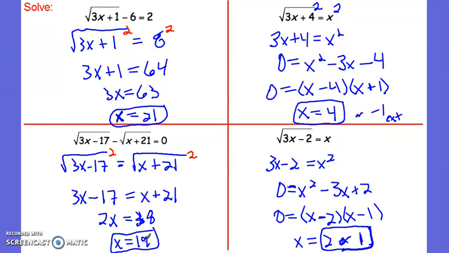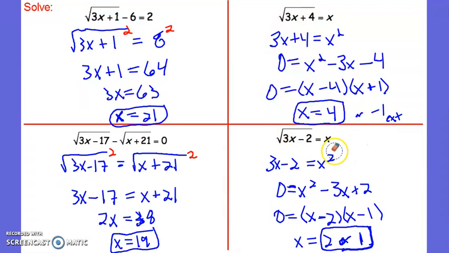However, when you plug them back in, 4 works. 4 times 3 would be 12, plus 4 is 16. Square root of 16 is 4. So previous to having squared that equation, 4 equals 4. But now if you plug negative 1 in, negative 1 times 3 would be negative 3. Plus 4 is 1, and the square root of 1 is 1. However, negative 1 is what we're plugging in on the right side. So 1 equals negative 1 does not work. Negative 1 is an extraneous solution. Therefore, 4 is the only good answer.